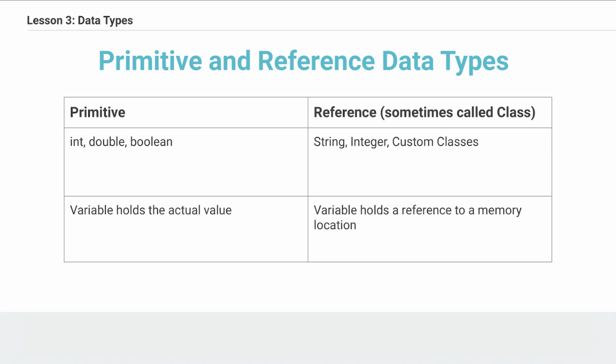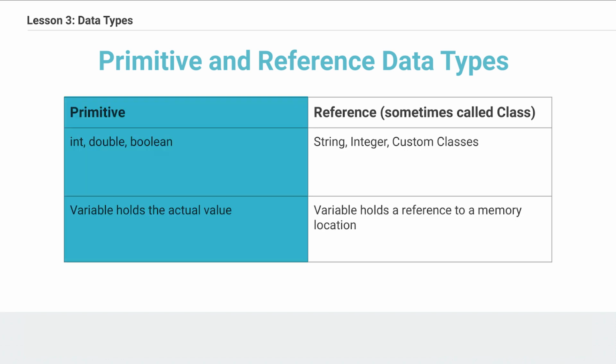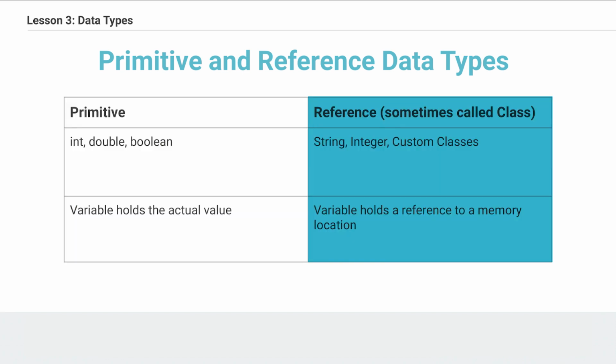The one other difference I wanted to mention, ints, doubles, and booleans all start with a lowercase letter. String, Integer, and your custom classes will start with an uppercase letter. This is not necessarily a requirement, but it is a coding convention that you should follow so that you and other programmers can work together and always know if you're dealing with a primitive or a reference data type.